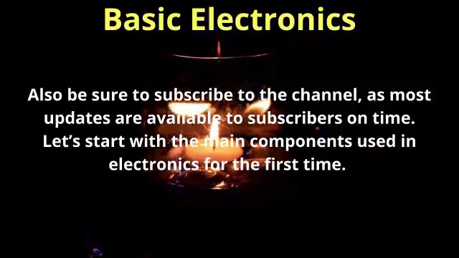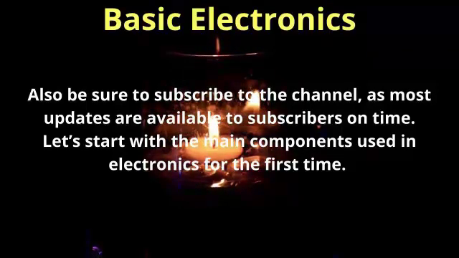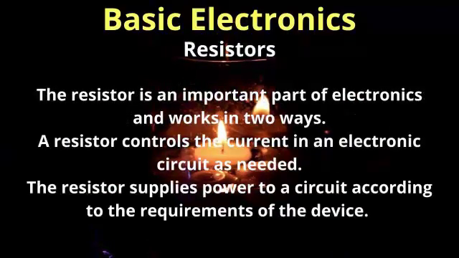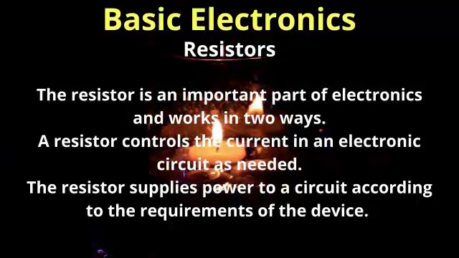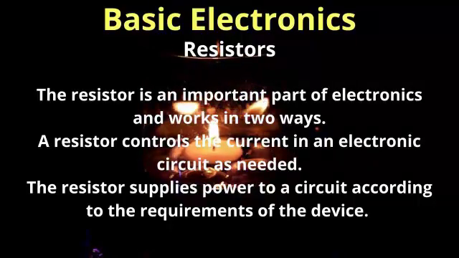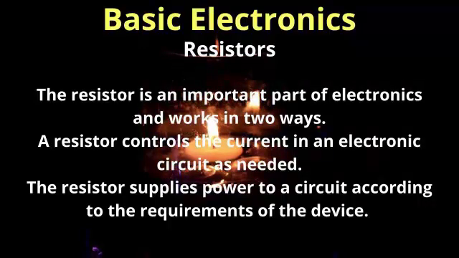Let's start with the main components used in electronics for the first time. Resistors. The resistor is an important part of electronics, and it works in two ways. A resistor controls the current in an electronic circuit as needed. The resistor supplies power to a circuit according to the requirements of the device.